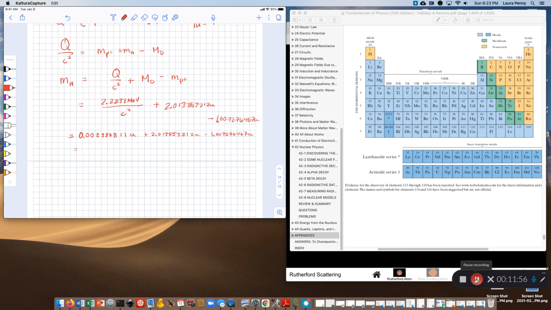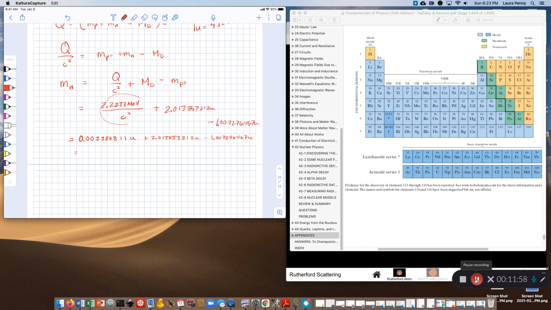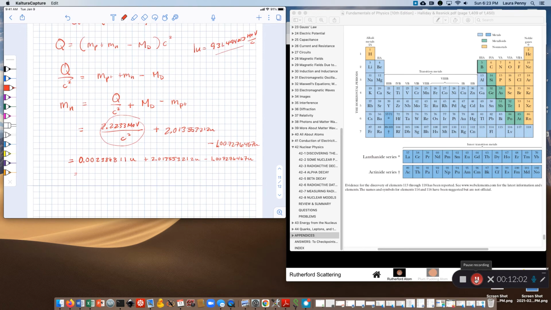All right, so what I did, just to be clear, is I took this 2.2233 and divided it by 931.494013 to determine how many u I have. I basically did a conversion. I said this many MeV per c squared is 1 u. So this fraction is how many u I have.